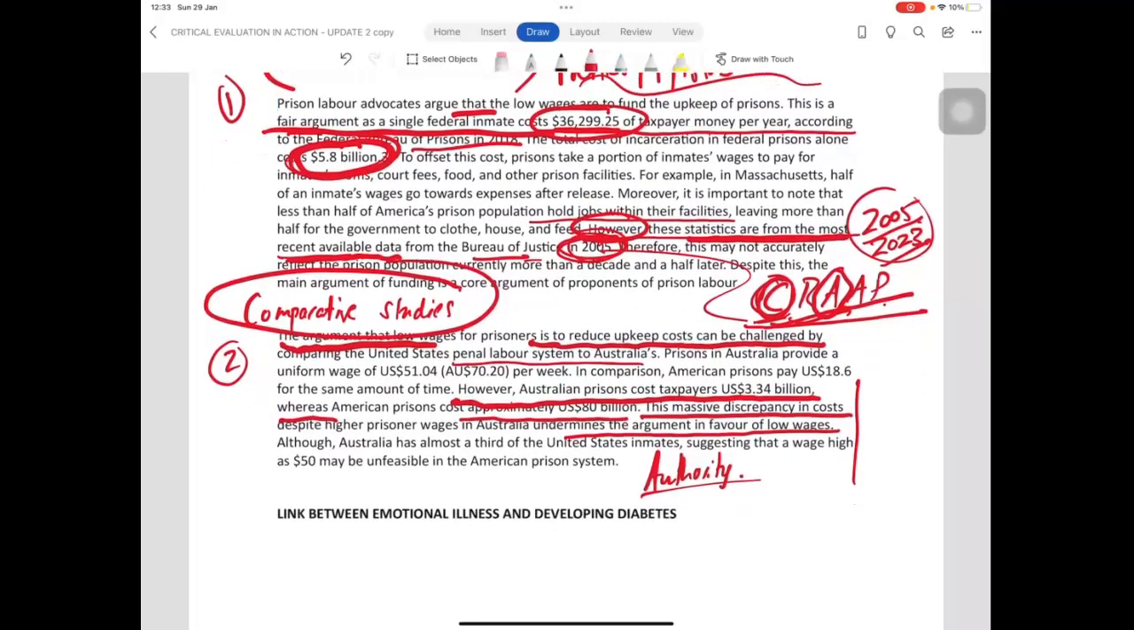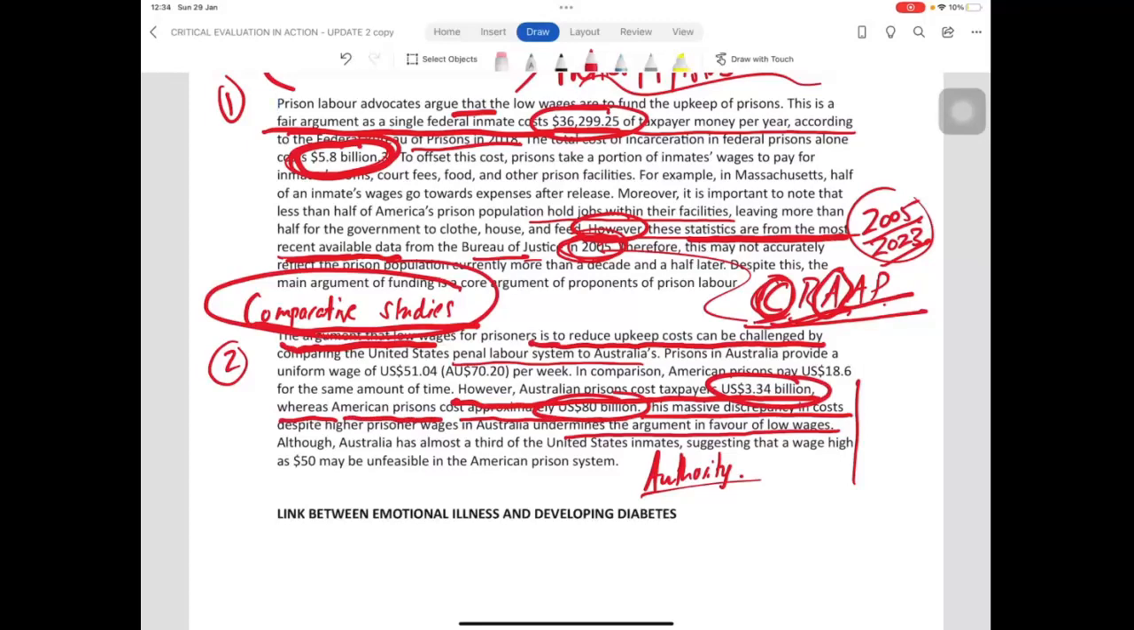Secondly, she uses comparative studies, which is often an excellent way of challenging criticism. The argument that low wages for prisoners is to reduce the upkeep of costs can be challenged by comparing the United States penal labor system to Australia. And what does she find? She says, Australian prisoners cost taxpayers $3.34 billion, whereas American prisons cost $80 billion. And as she says here, this is a massive discrepancy.